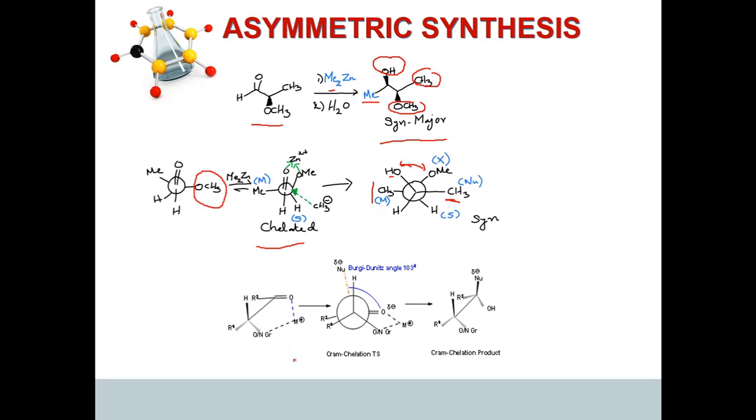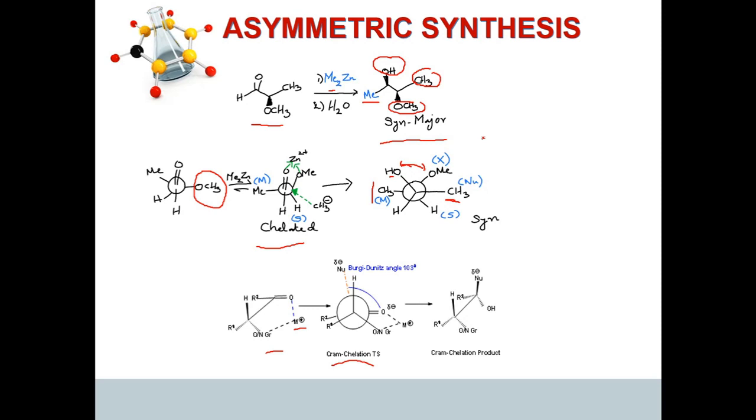So here again there is a description of what exactly happens. My electronegative group and my carbonyl oxygen form a chelated complex with my metal. Now the attack takes place at a Bürgi-Dunitz angle of 107 degrees, and we have a Cram chelation transition state, and we end up with a Cram chelated product, and Syn would be the major product.